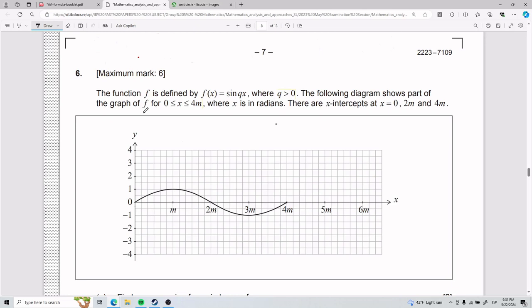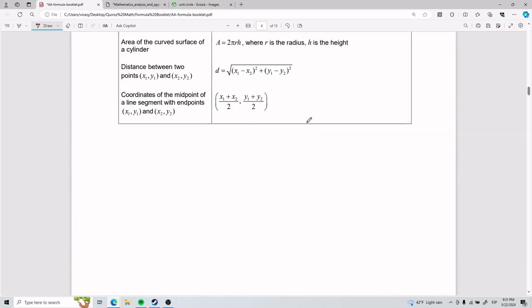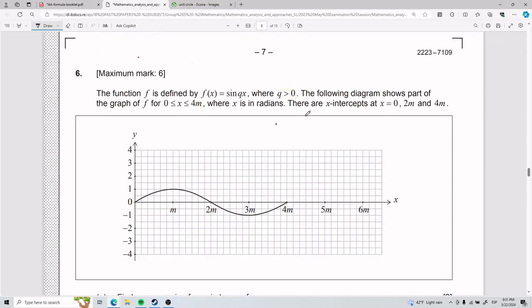If you've never seen or never reviewed the sine function, there's not much I can do to help you, because not even the formula booklet has a lot of tips and tricks here. This is stuff you just kind of have to know, okay? So just a heads up, it's not that hard, but it is very specific, okay?